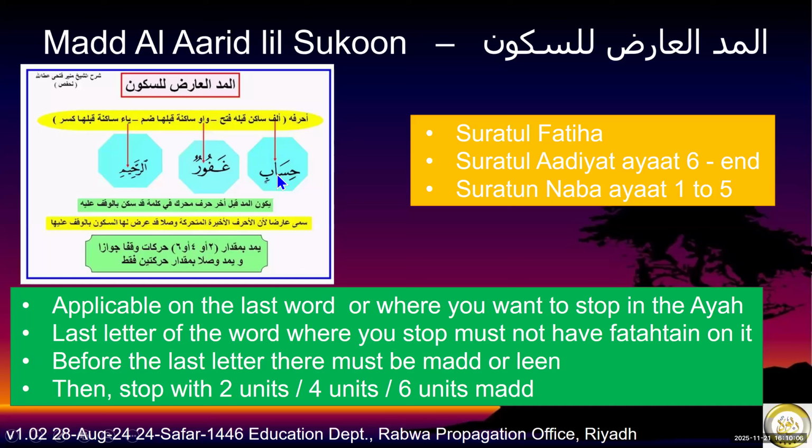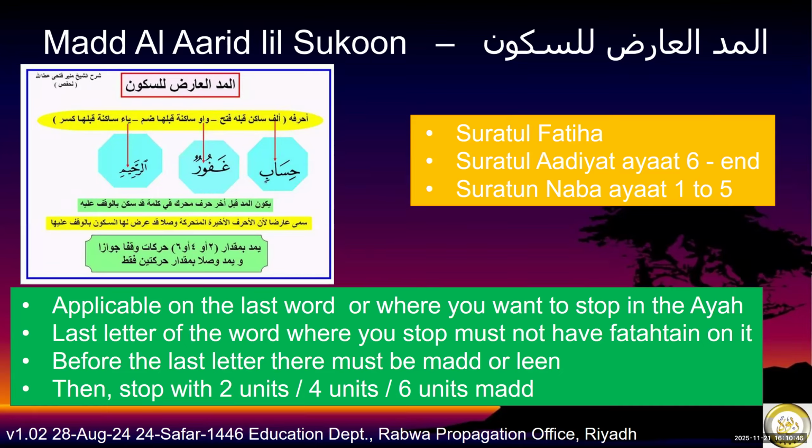But before that, make sure that if it is having a mad or lean, here there is an alif mad, then the last letter is having kasra. So you are converting ba to the sukun and stop it with the 2 harakat or 4 harakat or 6 harakat. So here is the difference. Actually, the mad, alif mad, ya mad, waw mad is 2 harakat. And lean is without any haraka, without any mad. But when it is coming as a part of the mad arid lil sukun, it must be prolonged 2 units or 4 units or 6 units.